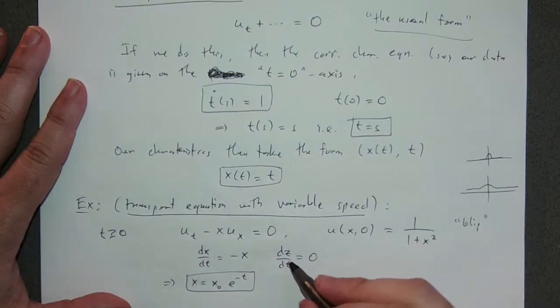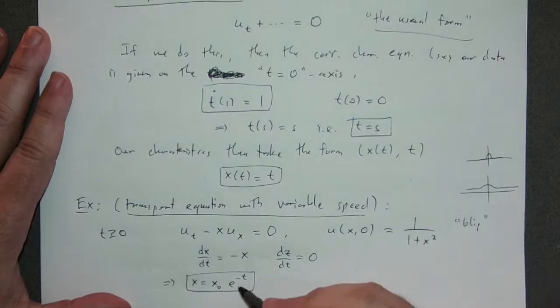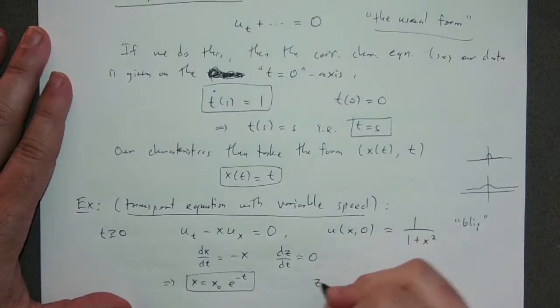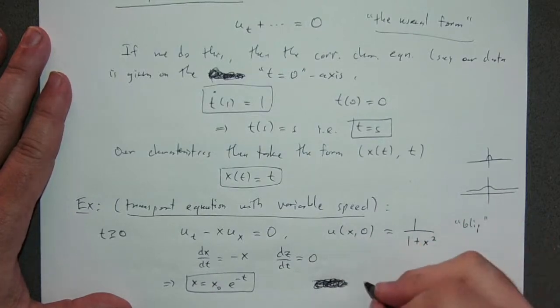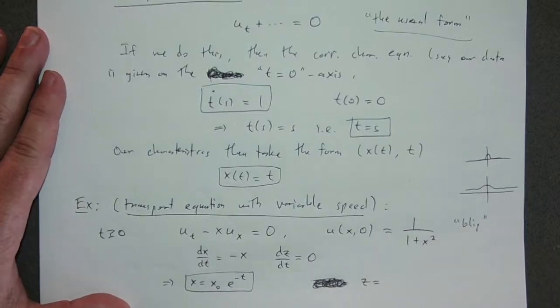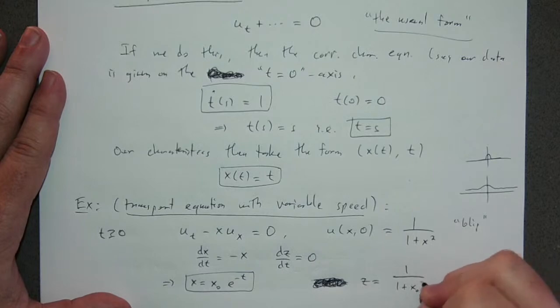And this one tells me that z is constant with respect to t, but because it is equal to this signal at the initial point x naught corresponding to this thing, so z of t is, or I'll just write it as z here. I mean, it's the same thing, but I'm suppressing notation here. So z is 1 over 1 plus x naught squared.